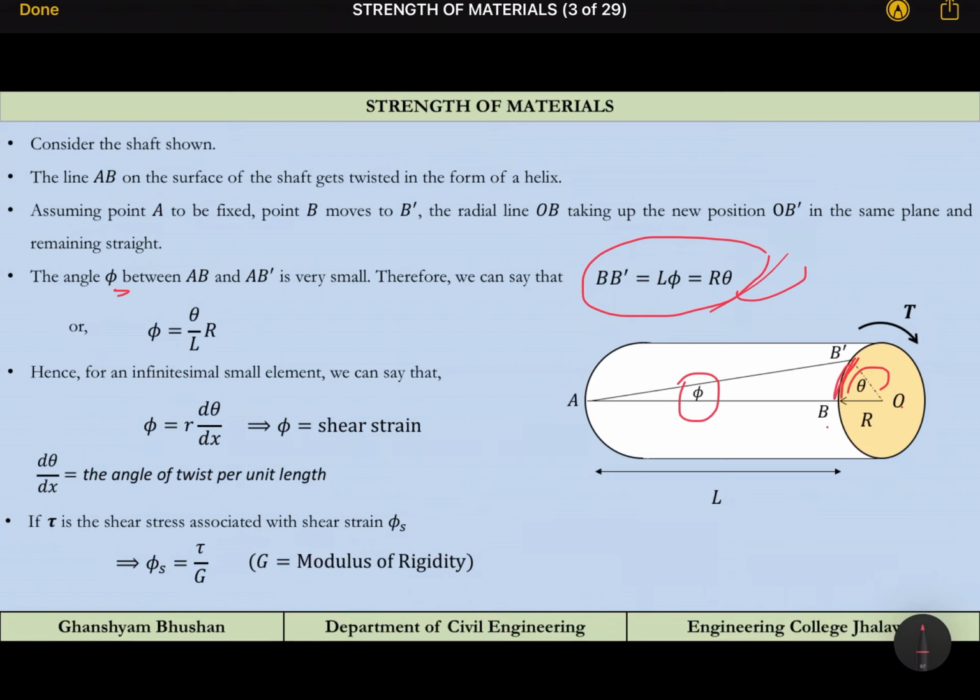So from here you can see BB dash is L phi, and again from this side, this circular arc is equal to R into theta. So from here we have a relationship between theta and phi. Phi is nothing but theta into R by L. I think this is clear up to this point.